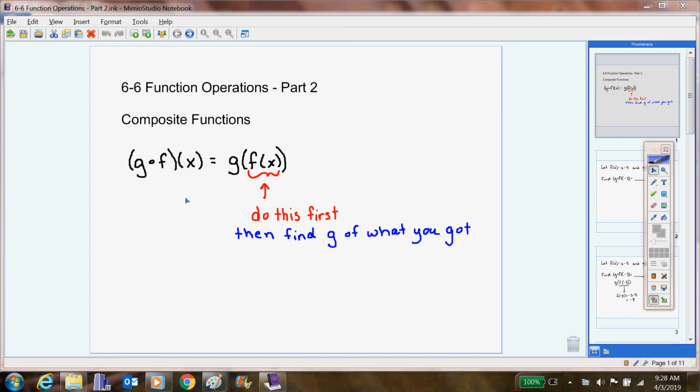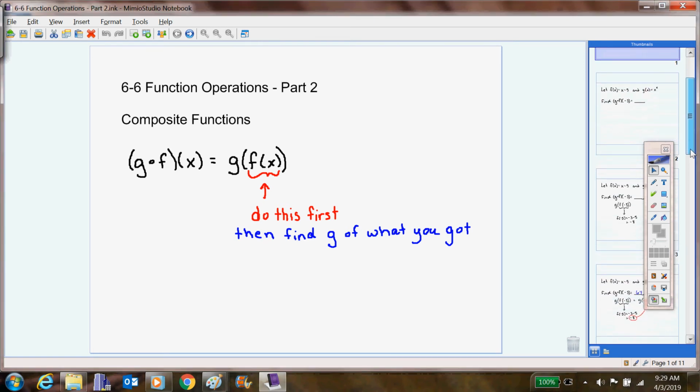This is a circle, and if you read it, you would say g of f of x. It's the function f, but you're taking the function g and applying it to whatever you get from the function f. So whenever you see something like this, g of f of x, you can rewrite it as g with the function f of x inside the parentheses. And we will talk about what that means because it's something that's completely and totally brand new.